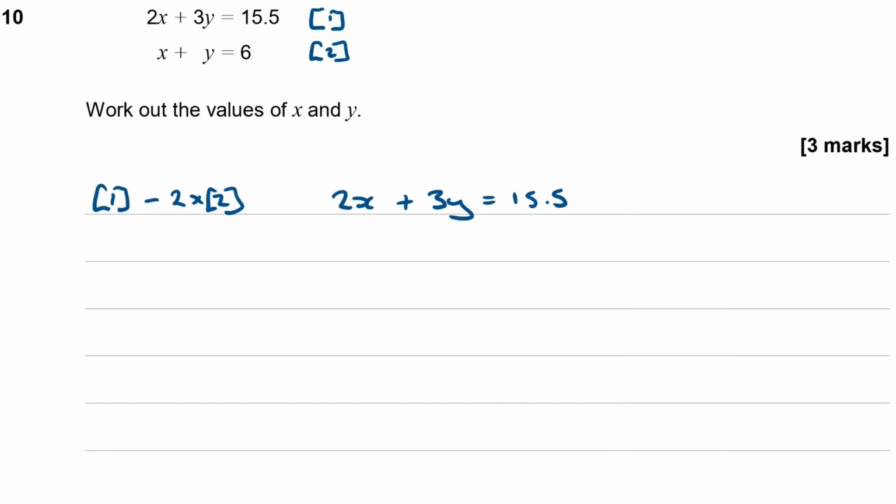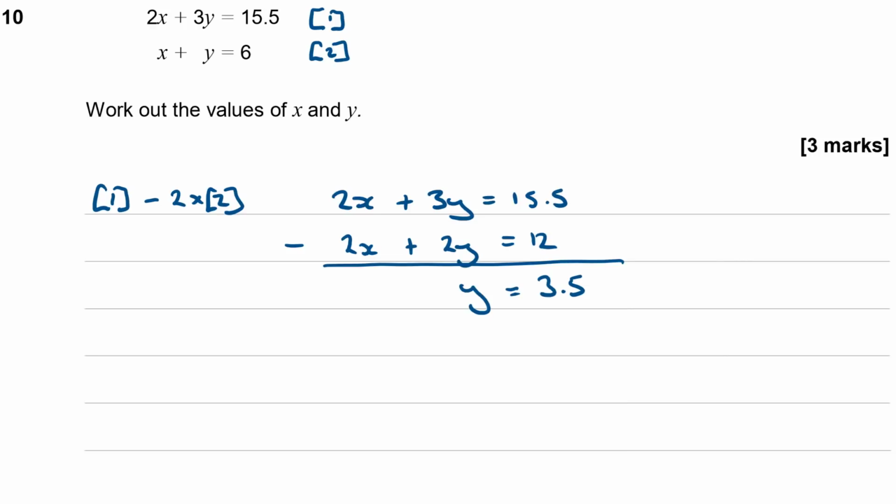And I'm going to write equation 2 underneath, but we're going to double everything up. So we're going to get 2x plus 2y equals 12. Okay, now we can simply subtract one equation from the other. 2x take away 2x there's nothing. That's what we've done. We've managed to eliminate x. 3y take away 2y leaves us y. And 15.5 take away 12 leaves us 3.5. Okay, so we found y.